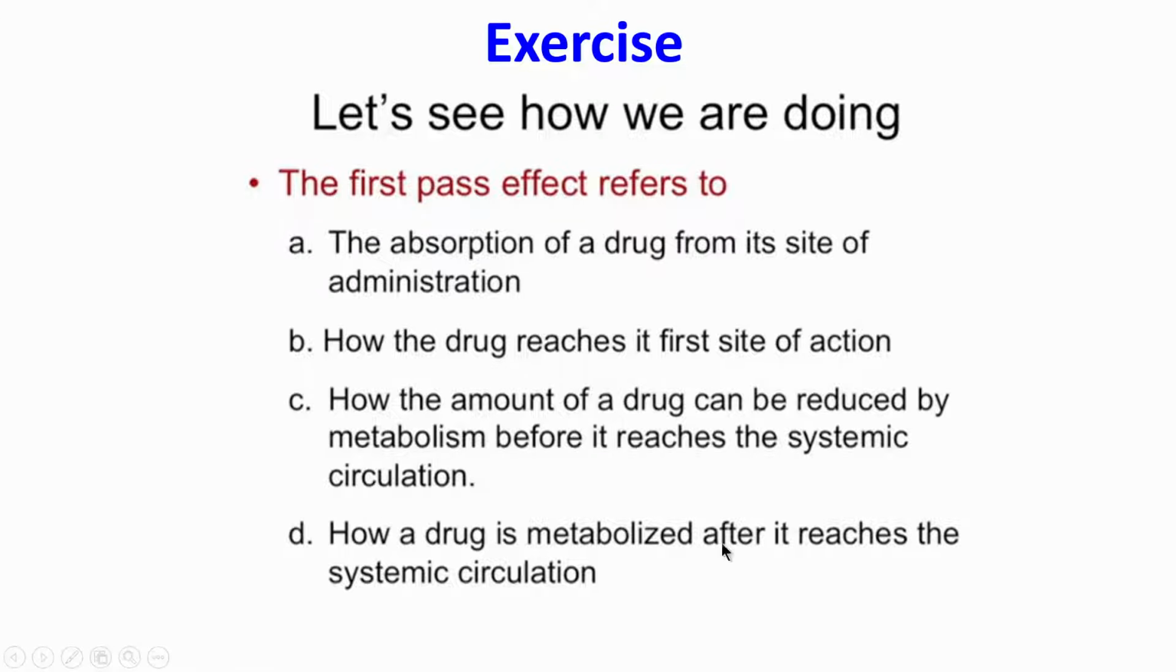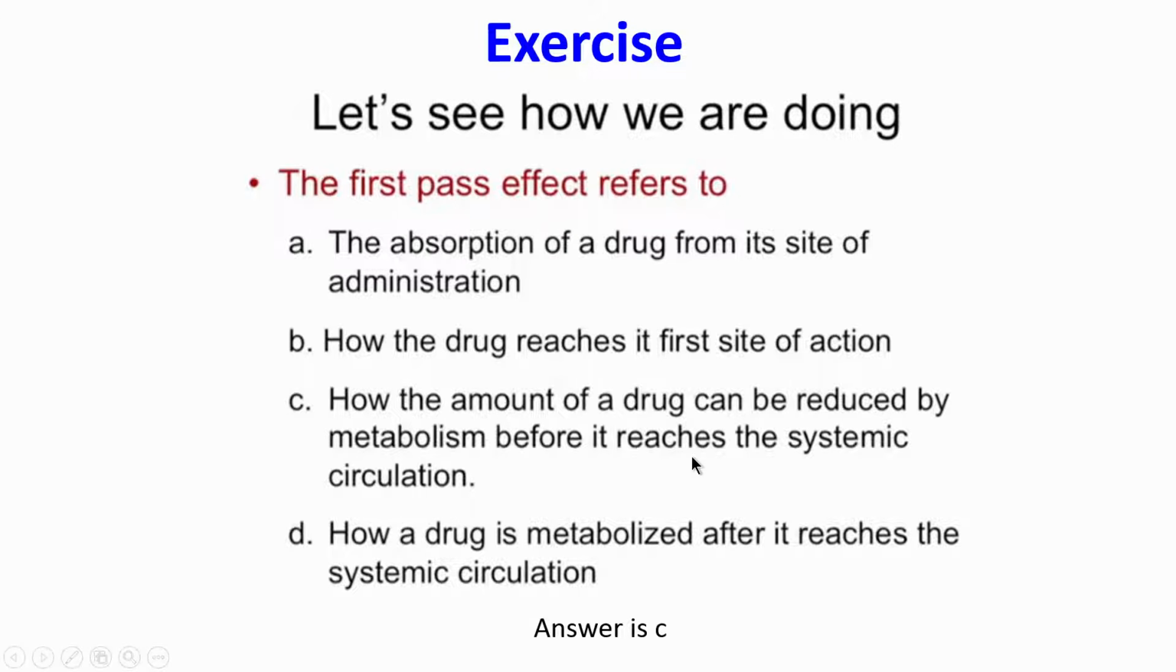Is it how the drug is metabolized after it reaches the systemic circulation? Again, no, this is before it reaches the systemic circulation, when it goes to the liver where it gets metabolized. So, the answer is C, which is how the amount of the drug can be reduced by metabolism in the liver before it reaches the systemic circulation.